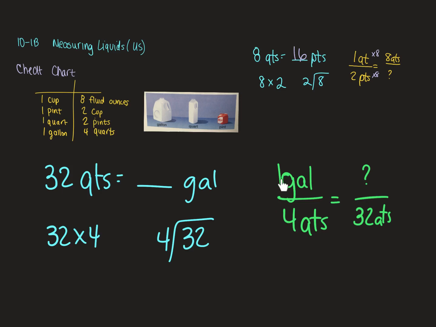So my chart says that 1 gallon is equal to 4 quarts. My question says I have 32 quarts. These are the bigger numbers. That's right, I need a smaller number. Smaller number is division, or what's my pattern? 4 times 8 is 32, so 1 times 8 is 8. 8 gallons. It's a division question this time.